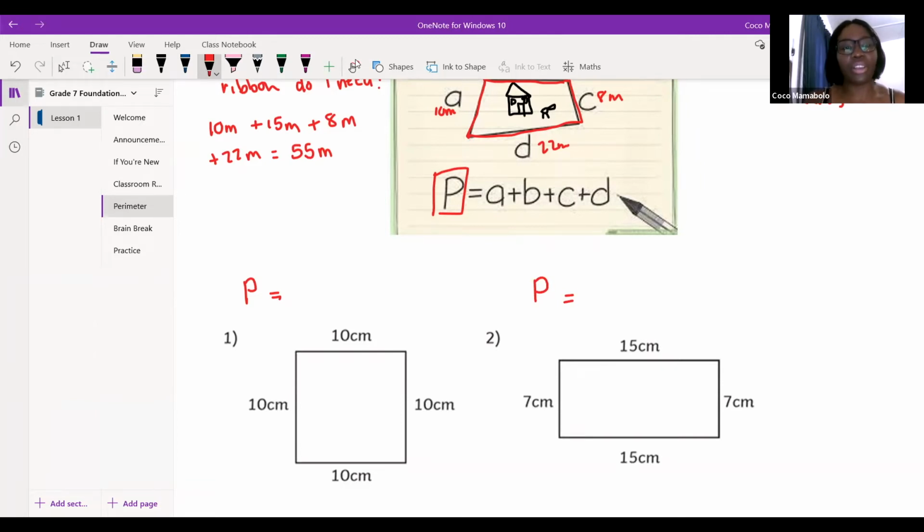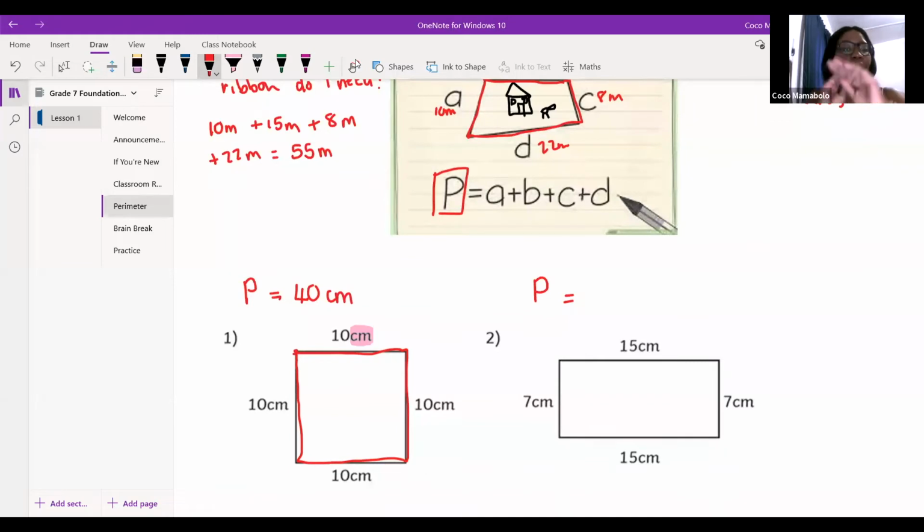Excellent, guys. All right, so we can see here that our square is being measured in centimeters, so that means our unit has to be centimeters. Now, if my ribbon is over here and I want to measure how much ribbon I need, I'm going to go all the way around. That's 10 centimeters, plus 10 is 20, plus 10 is 30, plus 10 is 40.